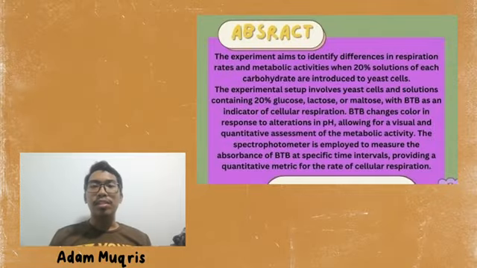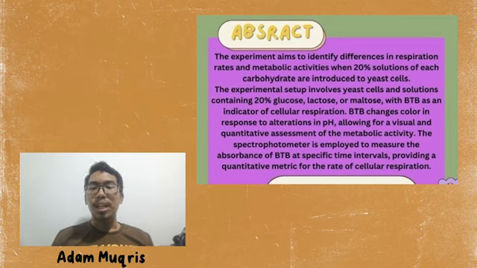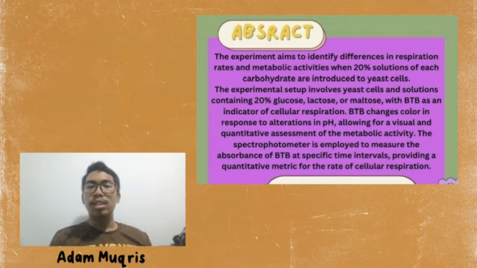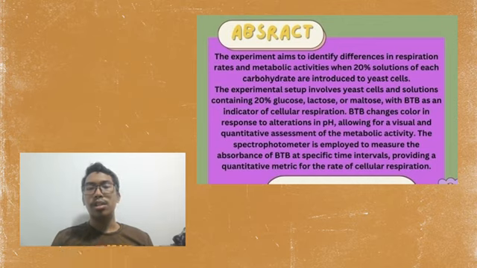This experiment aims to identify differences in respiration rates and metabolic activities when 20% solutions of each carbohydrate are introduced to yeast cells. The experimental setup involves yeast cells and solutions containing 20% glucose, lactose, or maltose with BTB as an indicator. BTB changes color in response to alterations in pH, allowing for visual and quantitative assessment of metabolic activity. The spectrophotometer is employed to measure the absorbance of BTB at specific time intervals, providing a quantitative metric for the rate of cellular respiration.